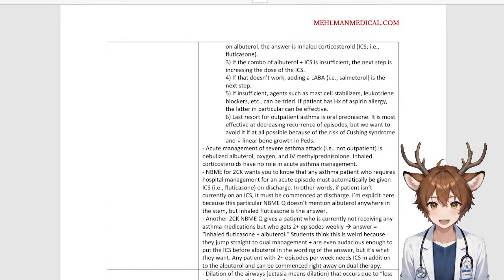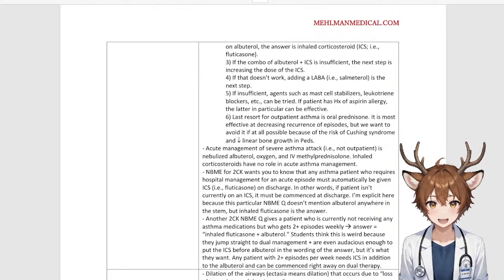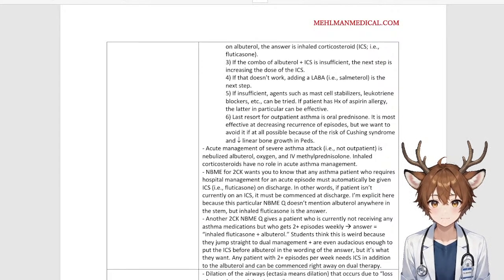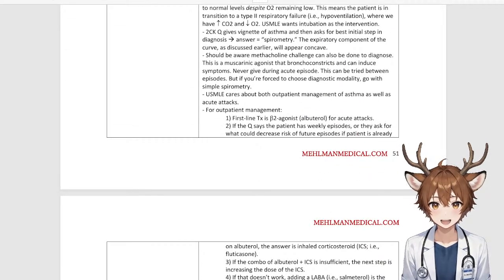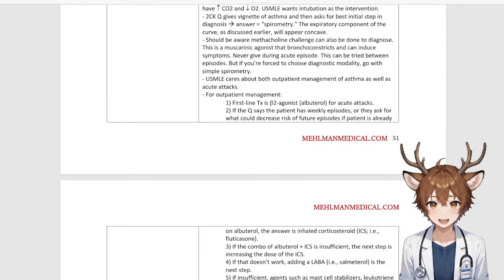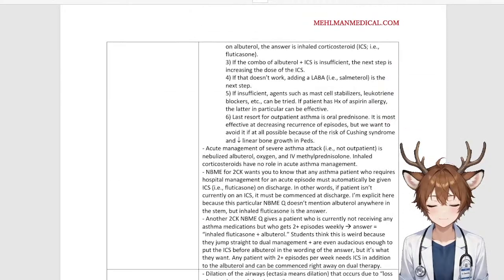It is the most effective at decreasing recurrence of episodes, but we want to avoid it if at all possible because of the risk of Cushing syndrome and decreased linear bone growth in peds, so like in children. So first-line treatment is the beta-2 agonist albuterol, and the second line would be inhaled corticosteroid, ICS, like fluticasone.